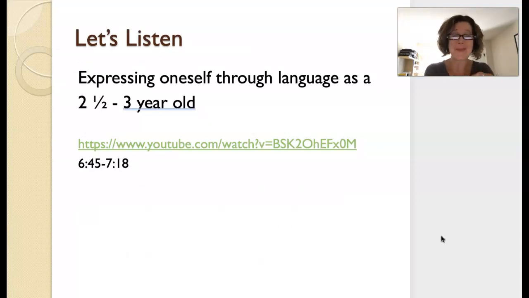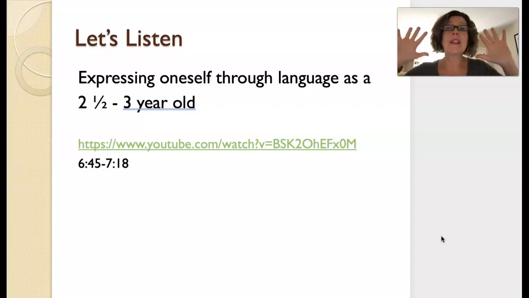Okay, and finally, to wrap this up, this is a little guy, I think closer to 3, and I want you to go to 6:45 to 7:18 and just listen to him talk to his mom about how he loves his mom. It's very sweet. But think again about this child being only 3 years older than that little newborn baby that you saw on the bed. 3 years. It's a miracle. Language development is a true miracle.